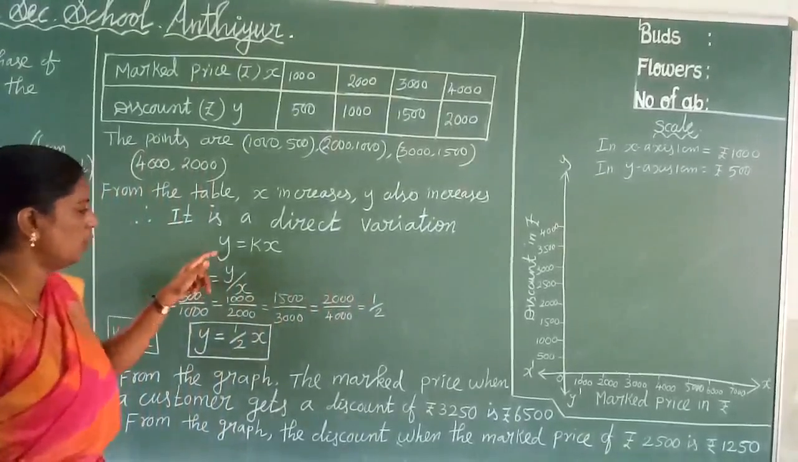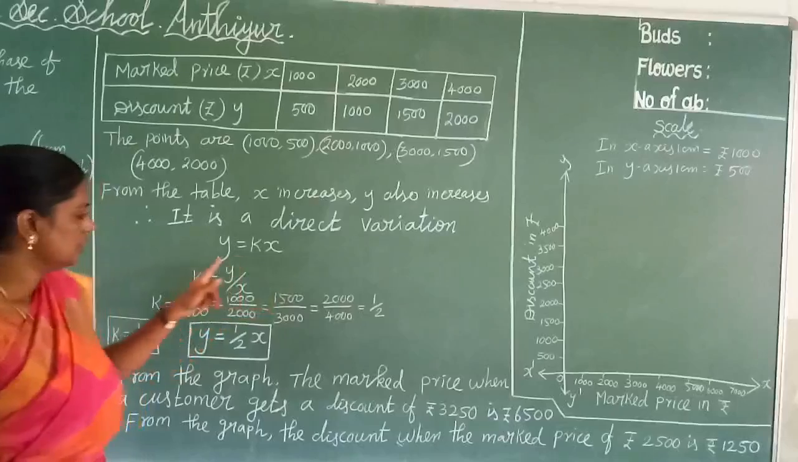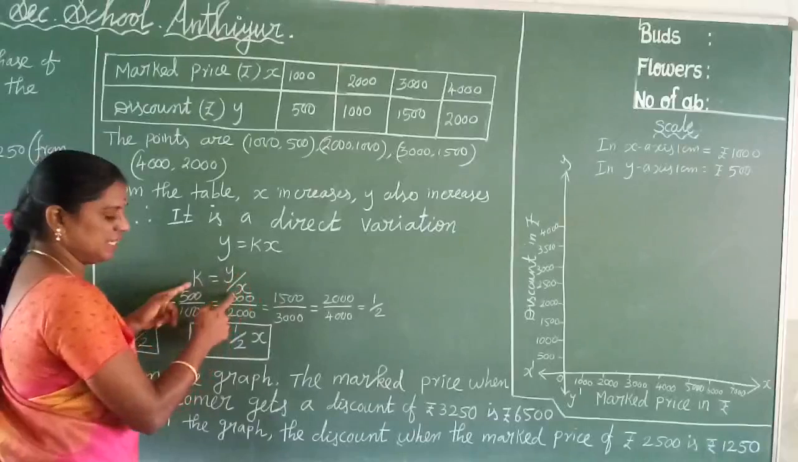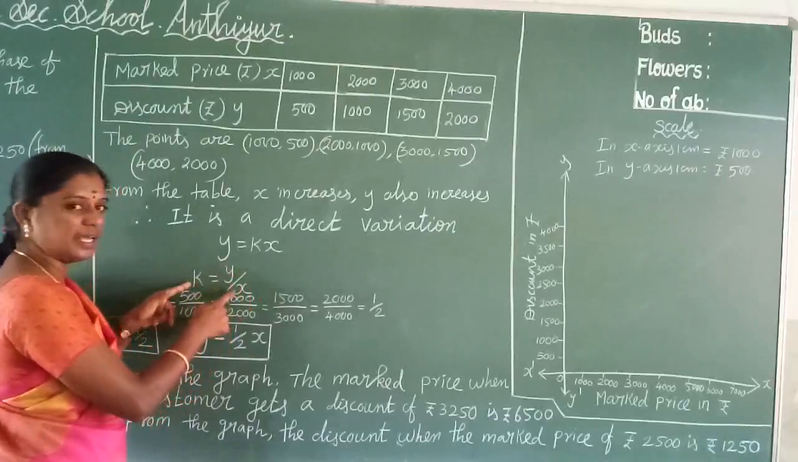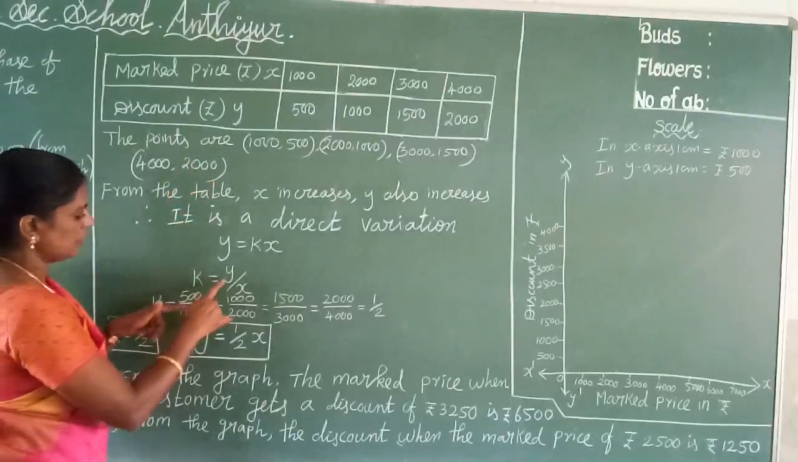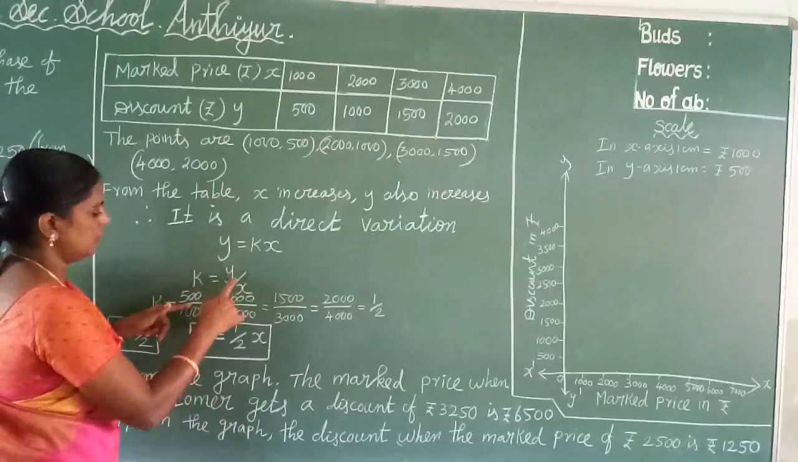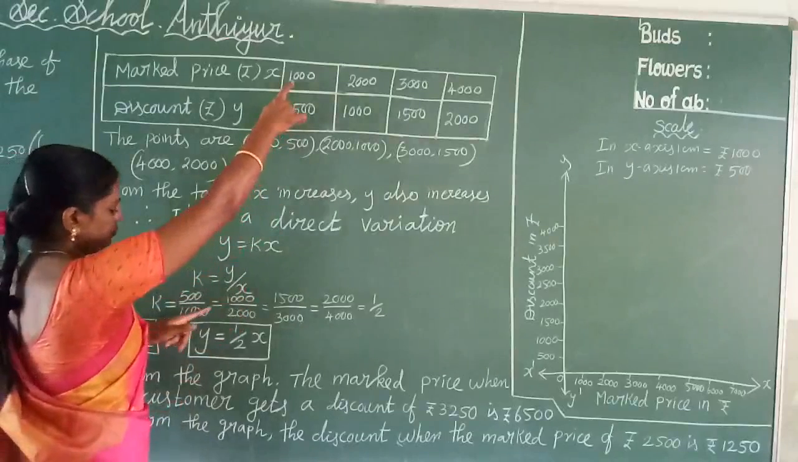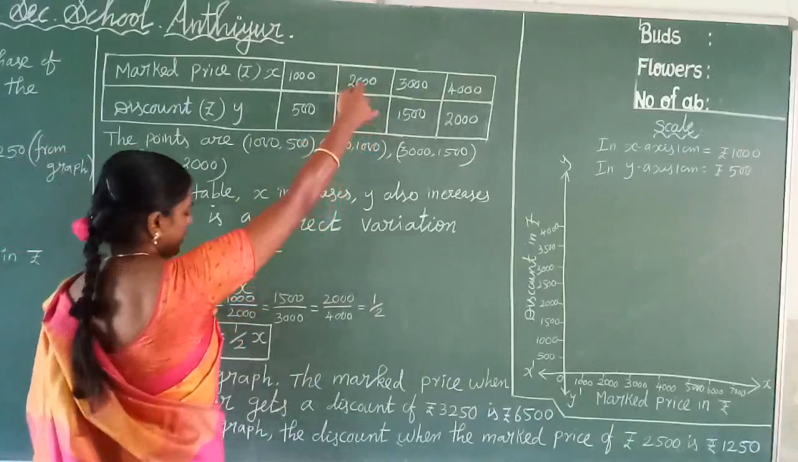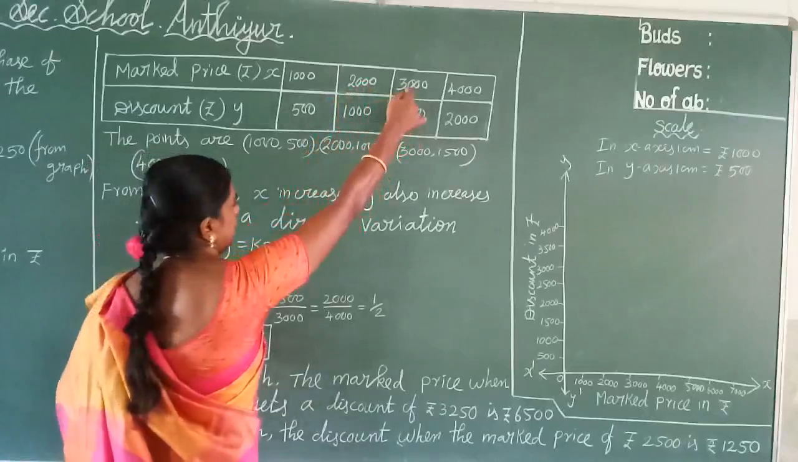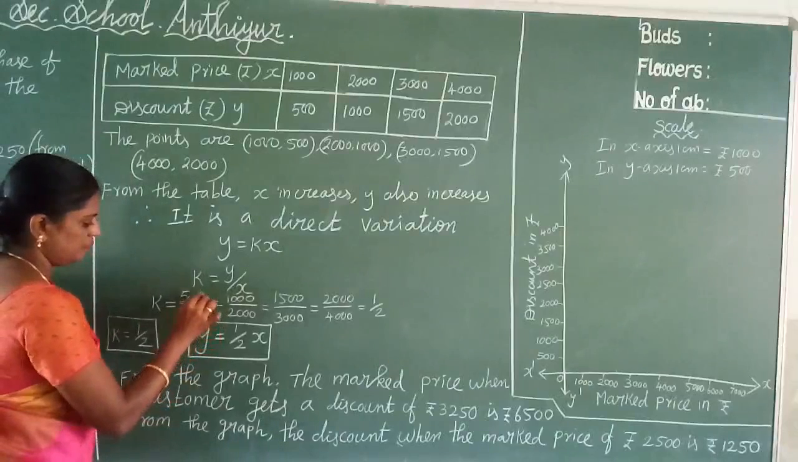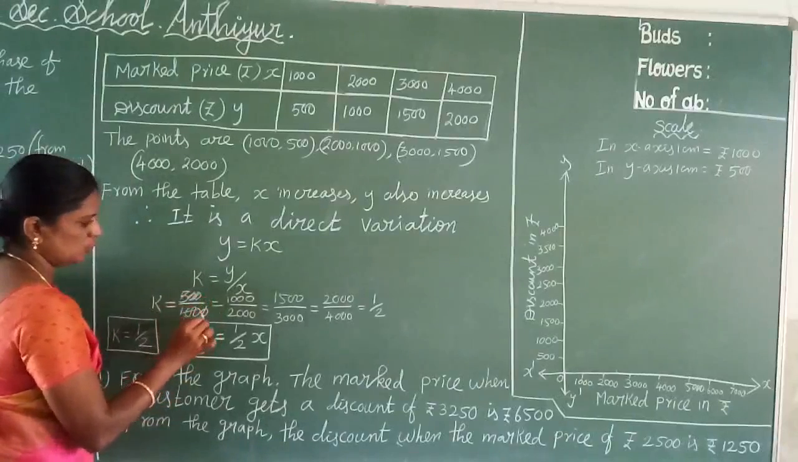How do we write direct variation? y equal to kx. So how do we find k? k is equal to y by x. Using the table, find the k value. k is equal to the y value 500 by the x value 1000. So 500 by 1000, then second 1000 by 2000, 1500 by 3000, 2000 by 4000. Simplify.